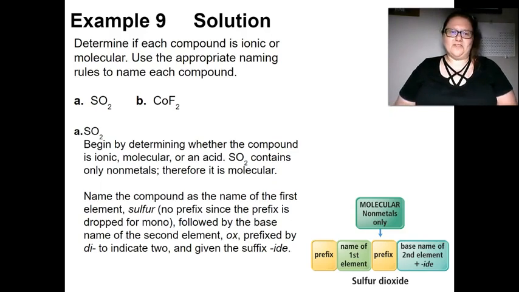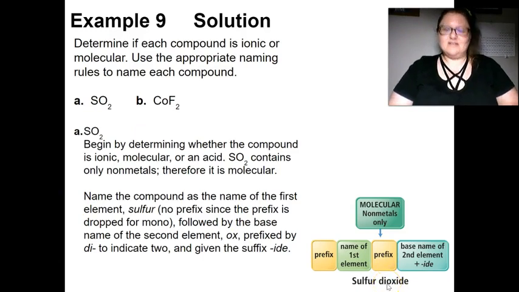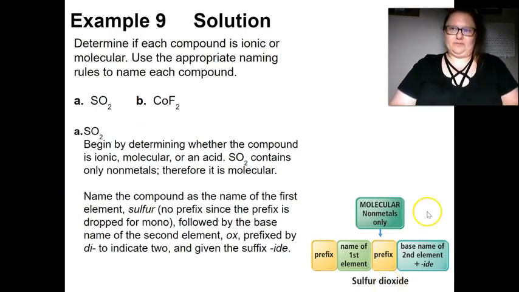So I need to say 1 sulfur and 2 oxygen. Sulfur is first. I don't use the prefix mono. Sulfur dioxide is the way this chemical would be written, and that name is at the very bottom of this picture here. Notice we have the double vowel here, but they're different vowels, okay? So we need to keep both of them.